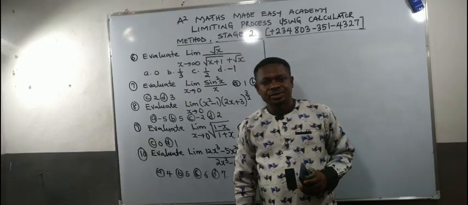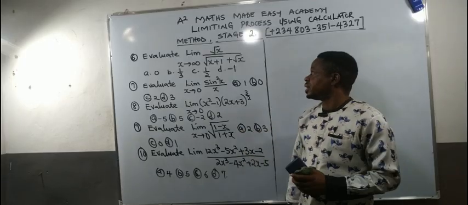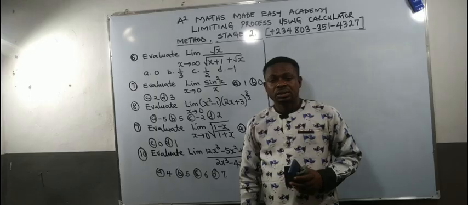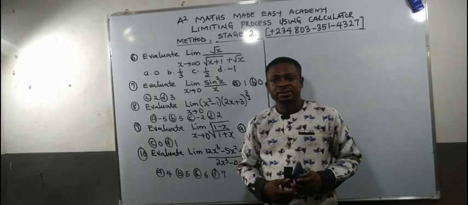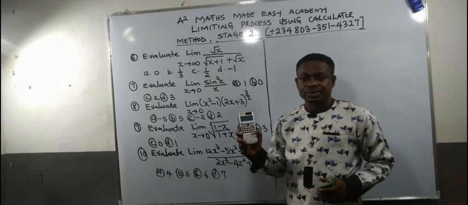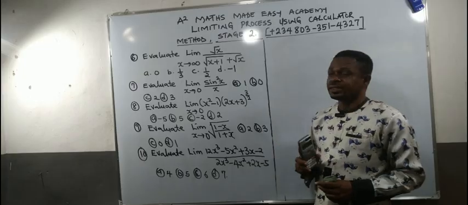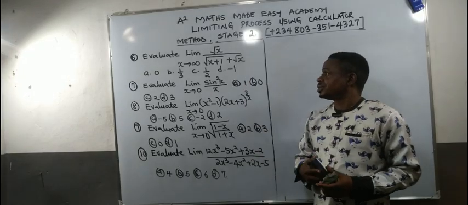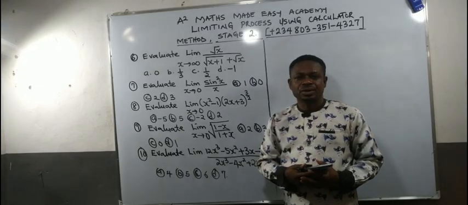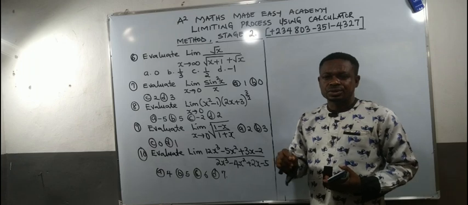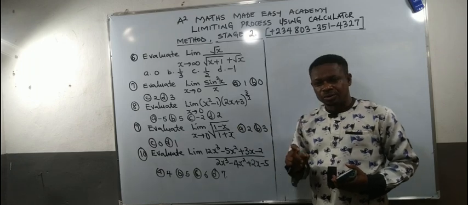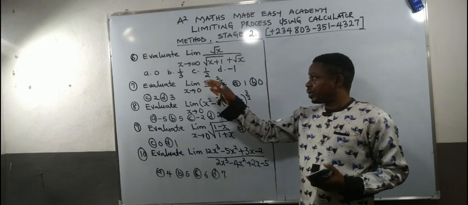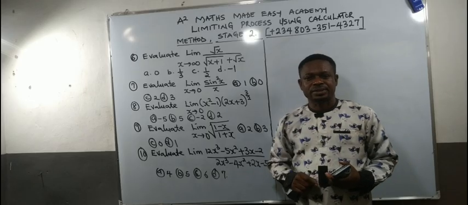Now in my today's video, I'm going to consider how to solve limiting process using calculator methods. And this is the final stage, which is stage 2. In my last video, I was able to discuss from question number 1 to number 5. So today we are going to continue from number 6.